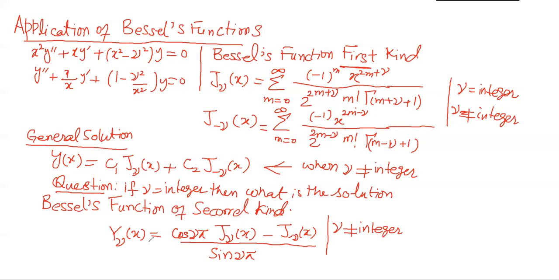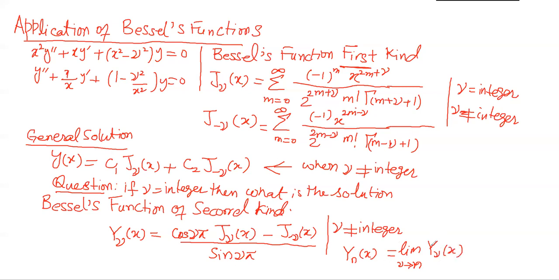But here you can see that this formula we will calculate only when nu is not an integer. But what if nu is an integer? Then a little bit of modification of this formula will be made. In that case, the formula will be in the form of a limit, okay? So it will be y_n of x equals the limit as nu tends to n of y_nu of x.